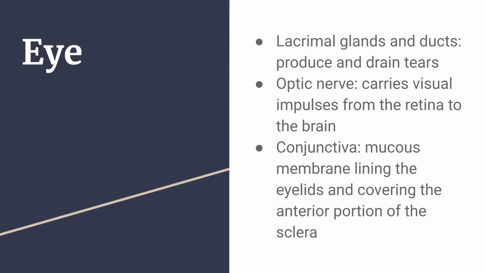We also have lacrimal glands and ducts, and those produce and drain tears. You have the optic nerve, which carries visual impulses from the retina to the brain. Conjunctiva is the mucous membrane that lines the eyelids and covers the anterior portion of the sclera.